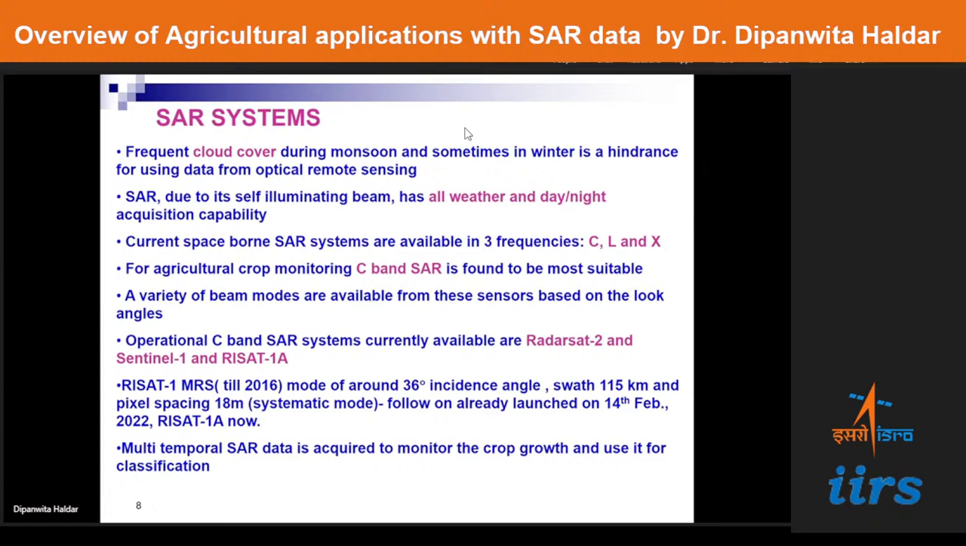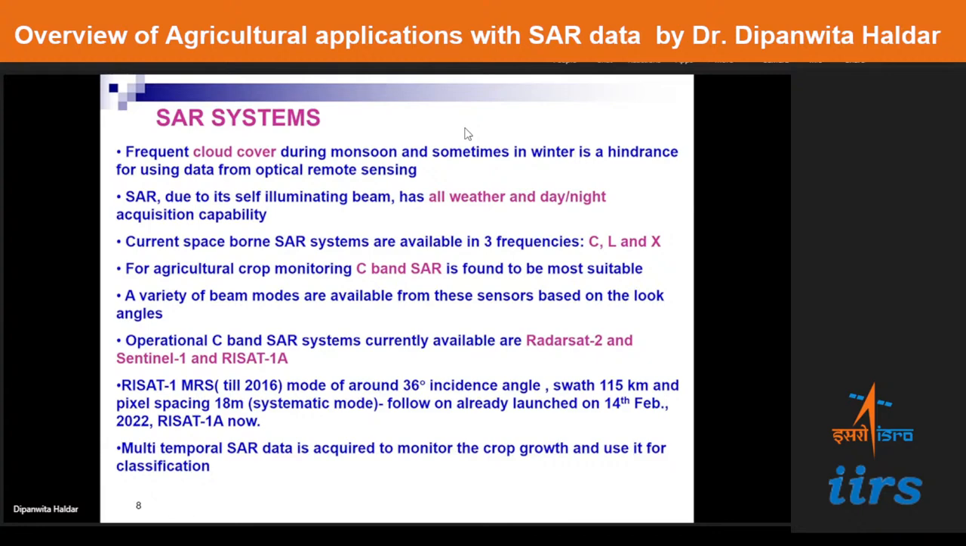So current spaceborne SAR systems are available in 3 frequencies, that is the C-band, L-band and X-band. For agricultural crop monitoring, mostly the C-band SAR is found to be most suitable. A variety of beam modes are available from all these sensors. Some of the beam modes and some of the applications of the RISAT satellite we'll discuss in more detail. Operational C-band SAR systems currently available are RadarSat-2, Sentinel-1, and recently our own RISAT-1A, that is the radar imaging satellite. It is a follow-on mission of the first satellite which was launched in 2012, and the current one was launched in the current year during the month of February.